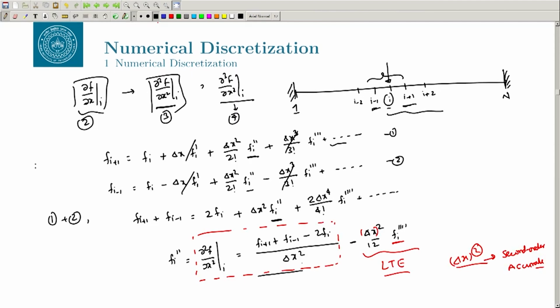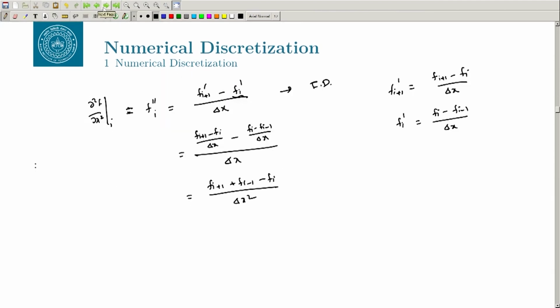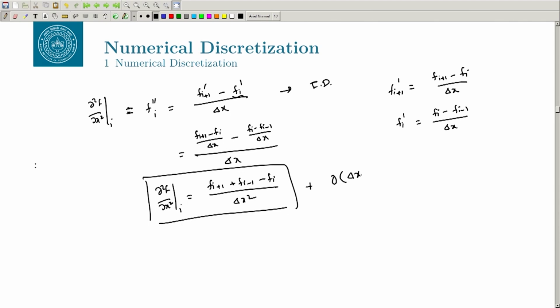So, you can do either the Taylor series expansion around the first order derivative, or you can do the Taylor series expansion around the function, and you will get the same thing, okay. And this has got the truncation error of delta x square, okay. So, order of accuracy is 2.